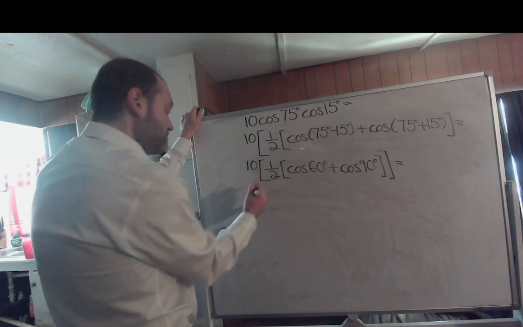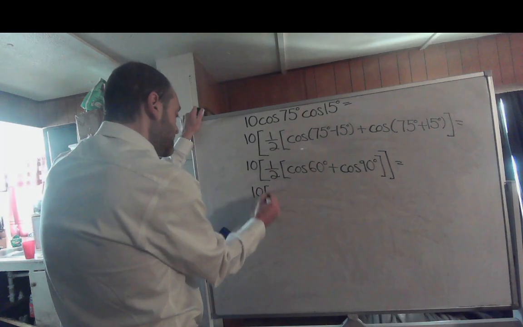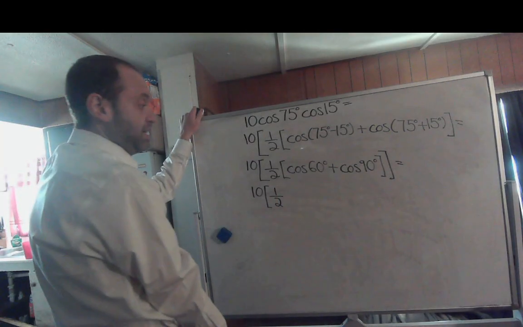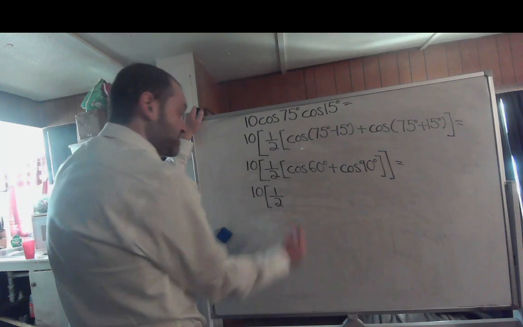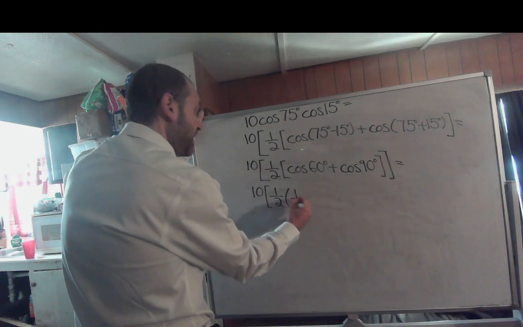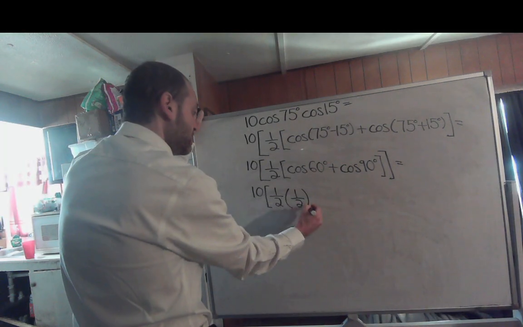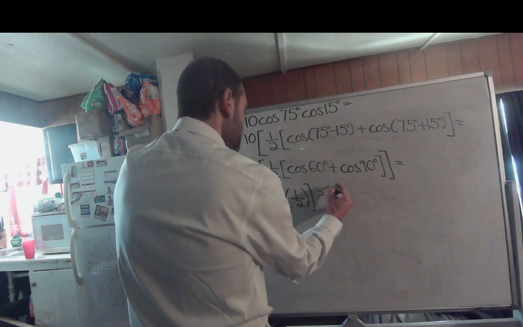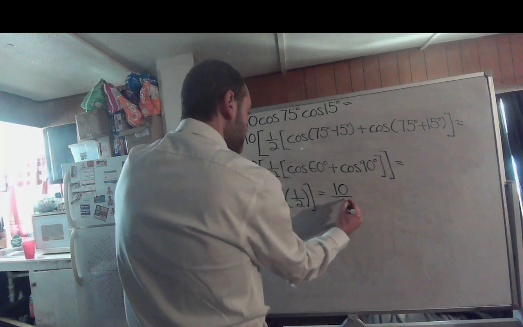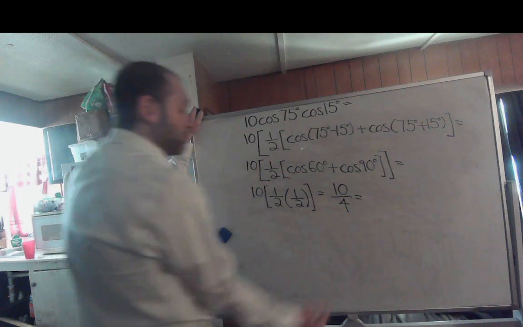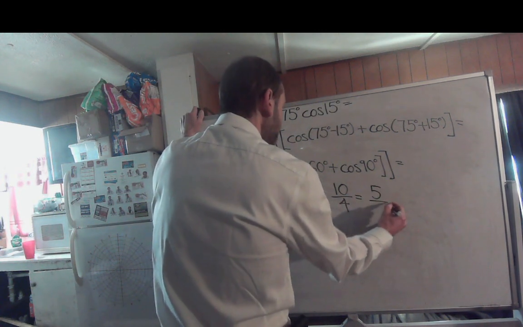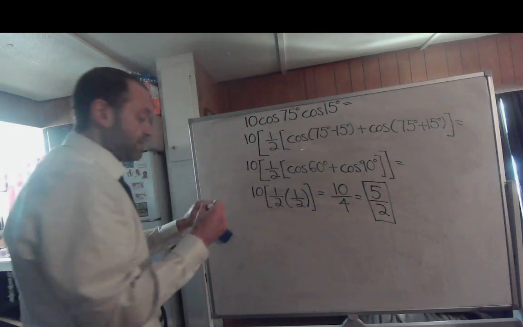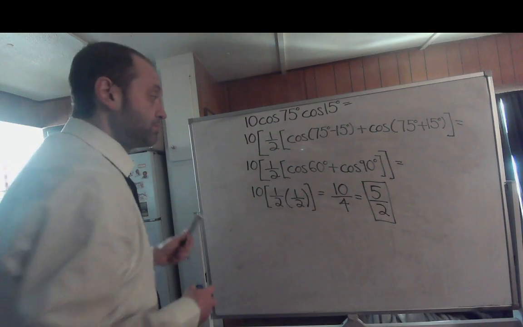Alright, so now we got 10 times the quantity of 1/2 of, what's the cosine of 60? That's 1/2, so you would have 1/2 times 1/2, and cosine of 90 is 0. So you would end up having 10 times 1/2 times 1/2, which would end up giving you 10/4, or otherwise 5/2. So the answer you should get for this would be 5/2.